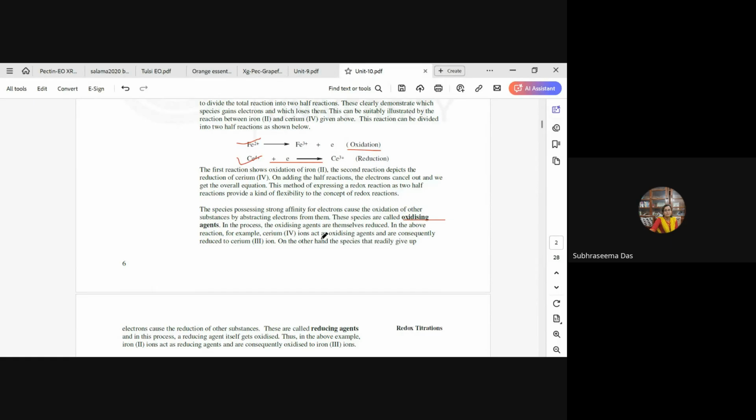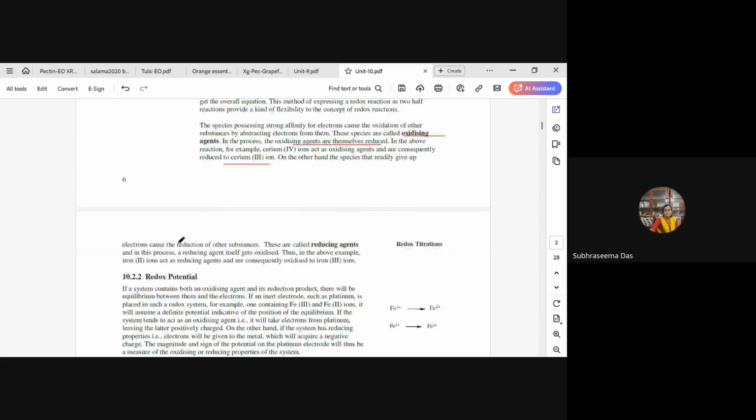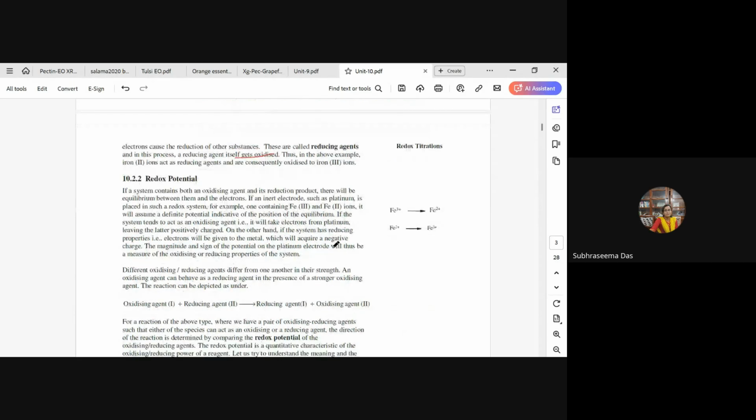In this process, oxidizing agents themselves get reduced. Like in this example, cerium 4 acts as an oxidizing agent, but it is reduced to the cerium 3 ion. Whereas the species or ions that readily give up electrons cause the reduction, and they are called reducing agents. In the process, the reducing agent gets itself oxidized. These are some of the common basic fundamentals that we need to remember in a redox reaction.